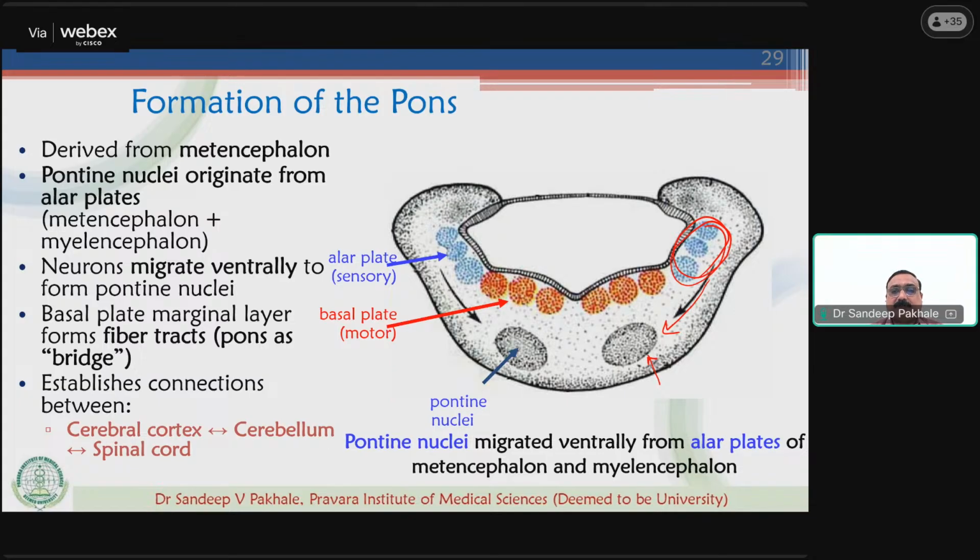position in the pons. At the same time, the marginal layer of the basal plate expands, forming the transverse fiber tracts, giving the pons its characteristic role, which we say is a bridge between the cerebral cortex, cerebellum, and spinal cord. So that's why pons means bridge. The pons is a combination of migratory sensory-derived nuclei and major conducting pathways.